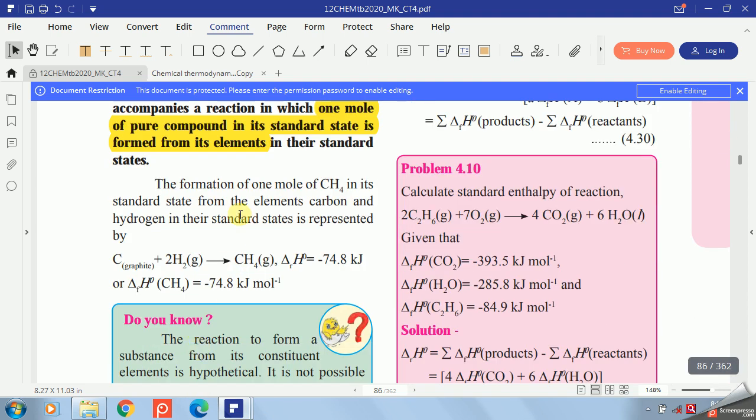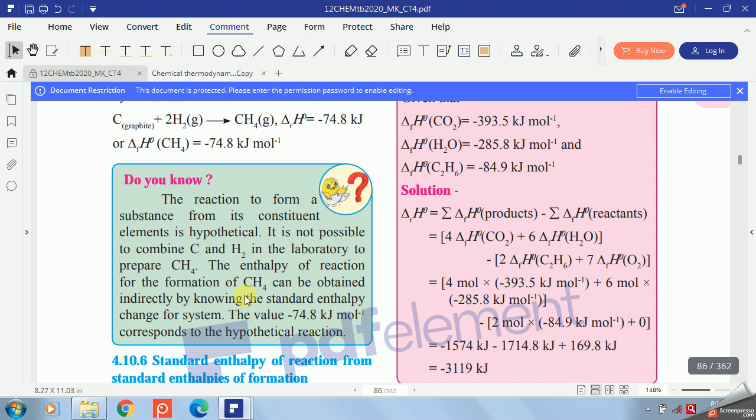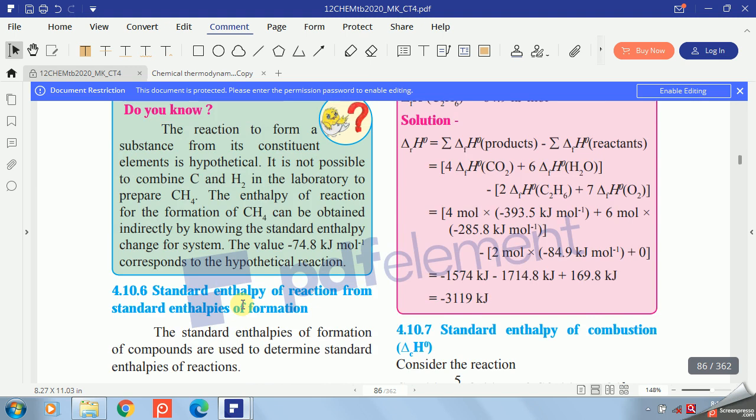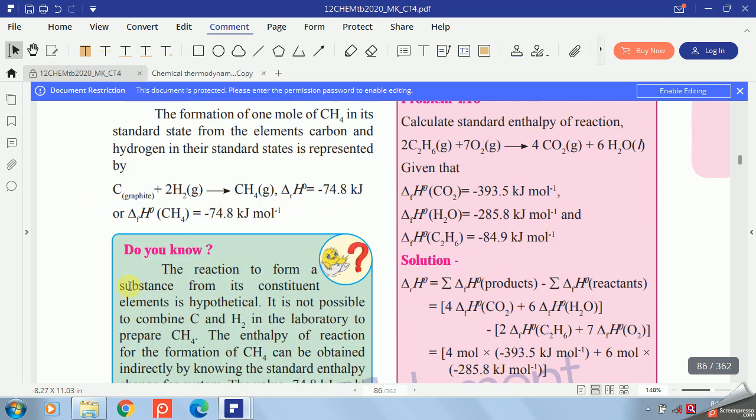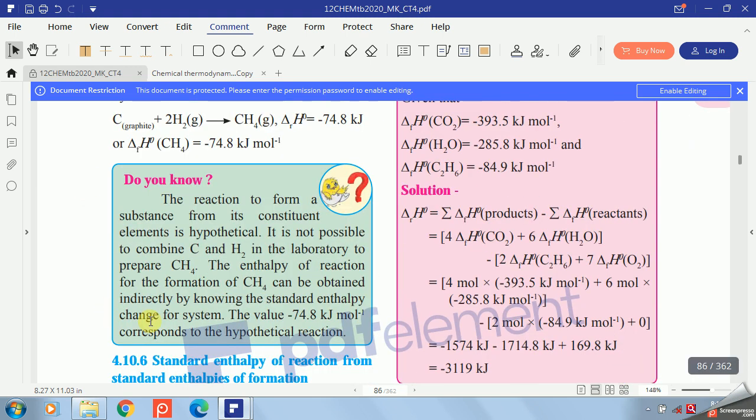Now consider the formation of methane. Graphite is the stable form of carbon, the carbon allotrope, plus 2H2 gives CH4 gas. What is the value? Minus 74.8. This is the standard enthalpy of formation of methane. We can't actually prepare methane like this, so it is an assumption, a hypothetical reaction.